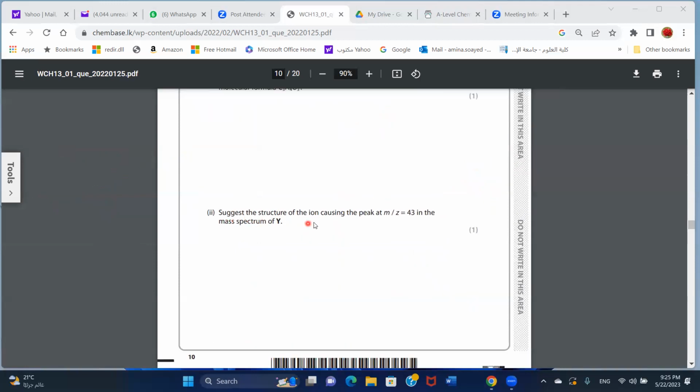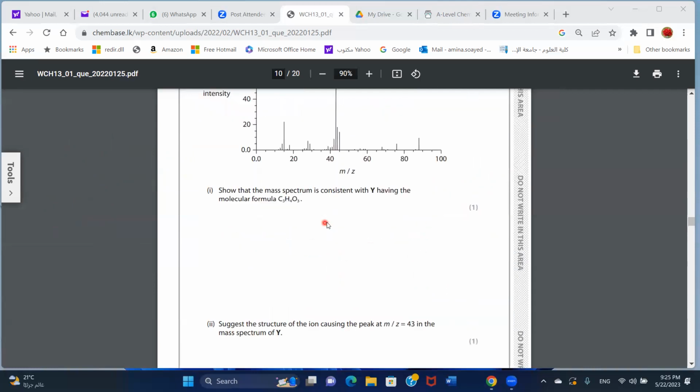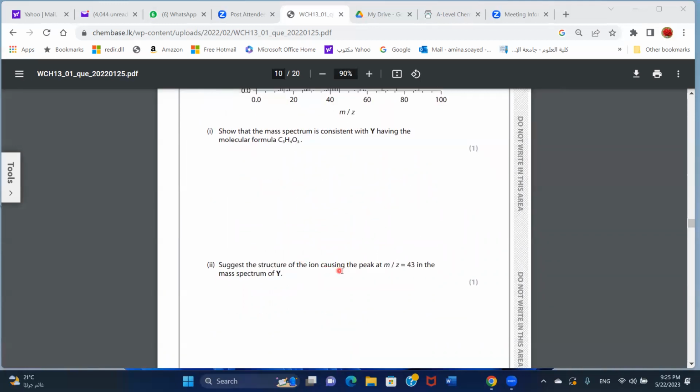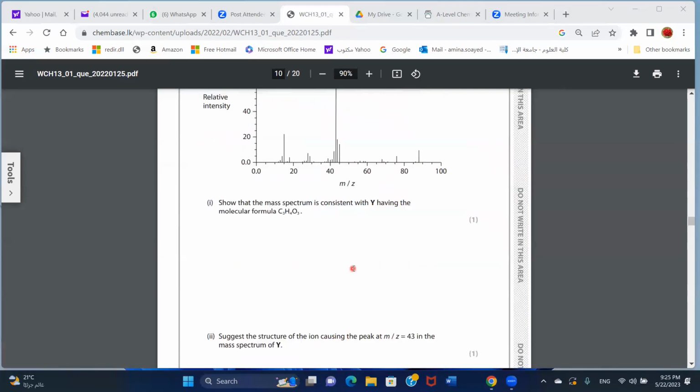Okay, Mavi, suggest the structure of the ion causing the peak at 43 in the mass spectrum of Y. And this is the base peak at 43. So suggest the structure of this ion.